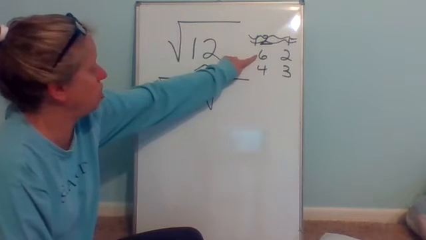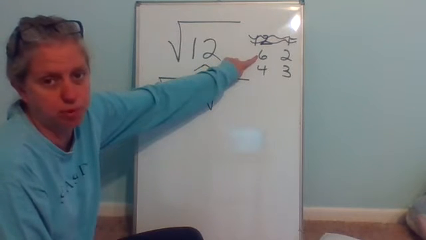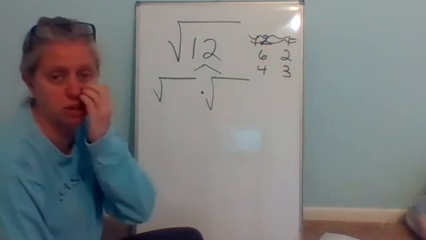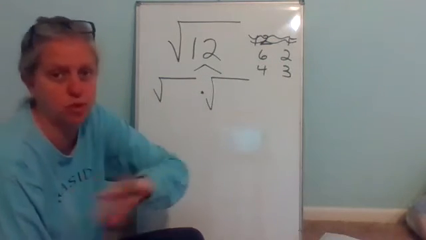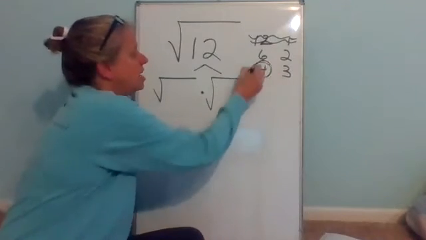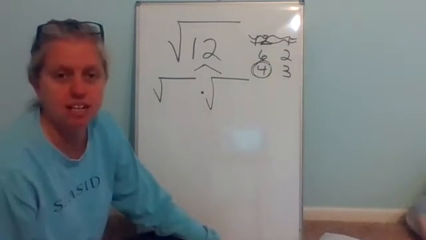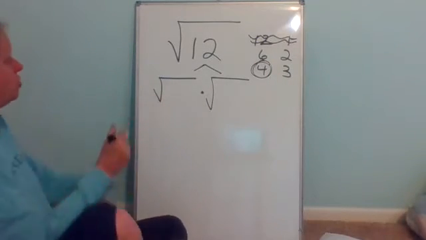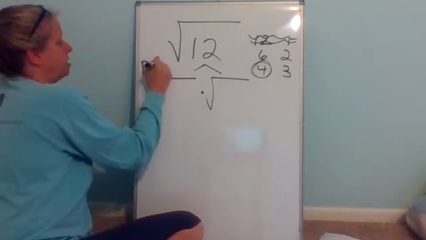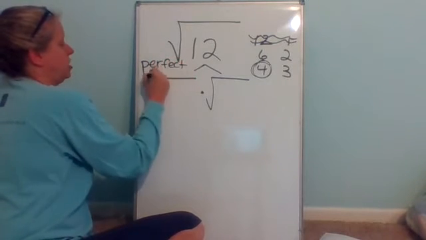So let's see, the square root of 6 is not going to give me a whole number. Neither is the square root of 2, right? If you put either one of those in your calculator and took the square root of it, it's going to give you a decimal. But what about the square root of 4? That is a perfect square, isn't it? Yeah. So what you do is the first square root, when you break this up, that's where your perfect square is going to go.